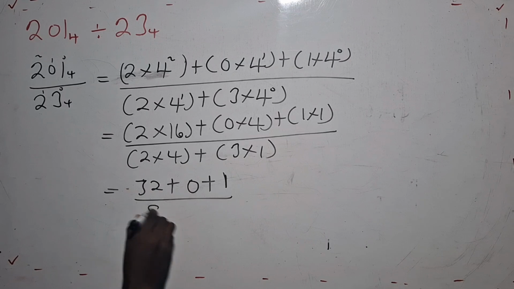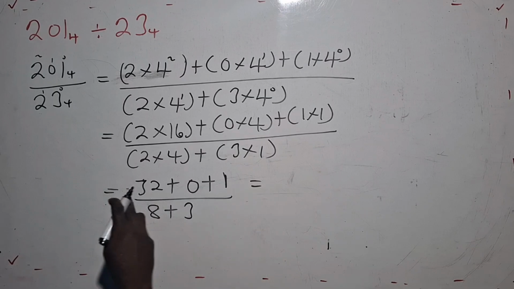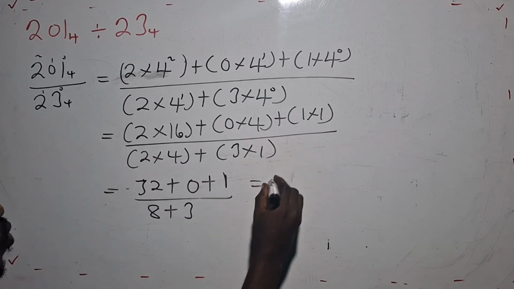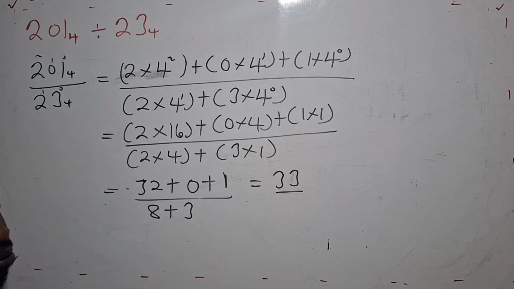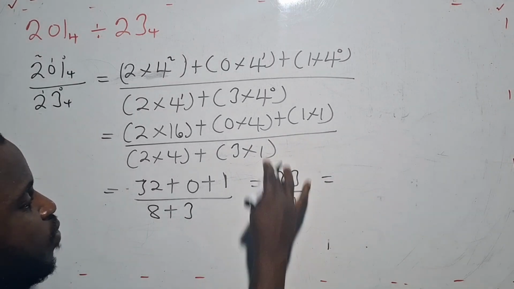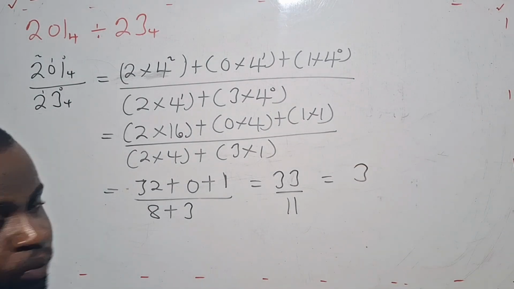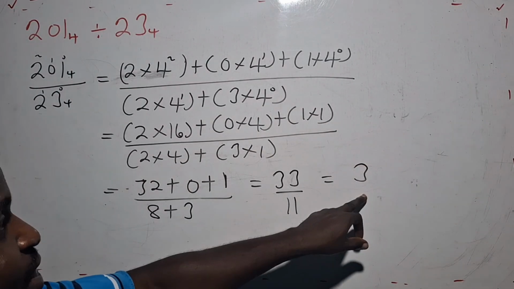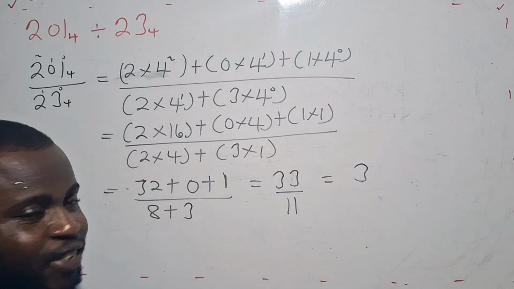All over 2 times 4, 8, plus 3 times 1, which is what? 3. Now I have 32 plus 0 plus 1 will give me 33, divided by 8 plus 3 will give me 11. So 33 divided by 11 is what? It is 3. Now we've gotten 3. Is 3 accepted in base 4? Yes. So we leave the answer as such.